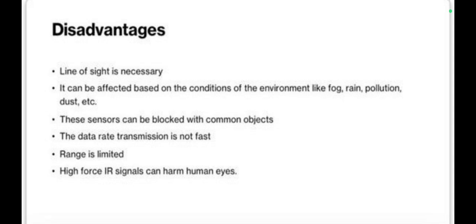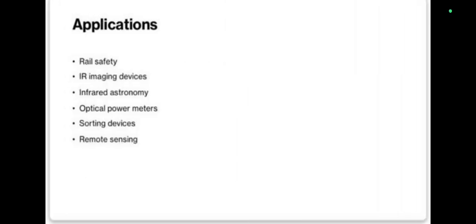Now, the disadvantages. Line of sight is necessary here, and it can be affected by environmental conditions like fog, rain, pollution, dust, etc. These sensors can be blocked by common objects. The data transmission rate is not fast, the range is limited, and high-force IR signals can harm human eyes.